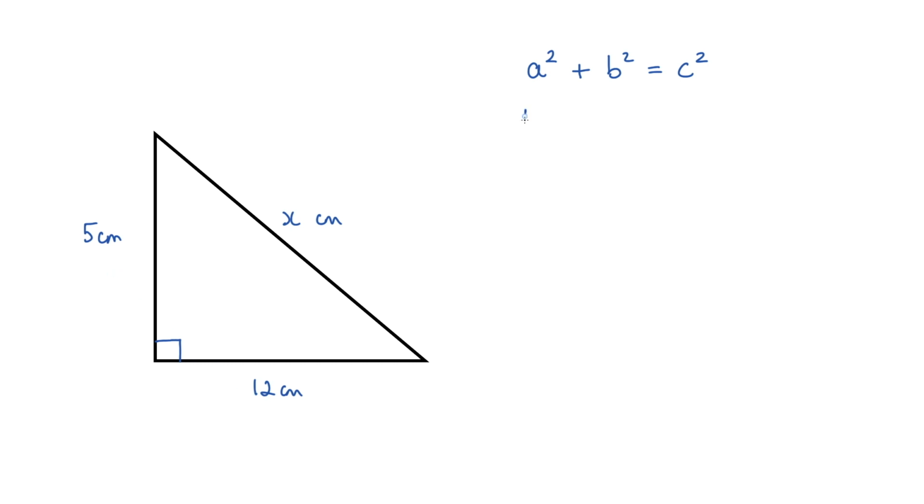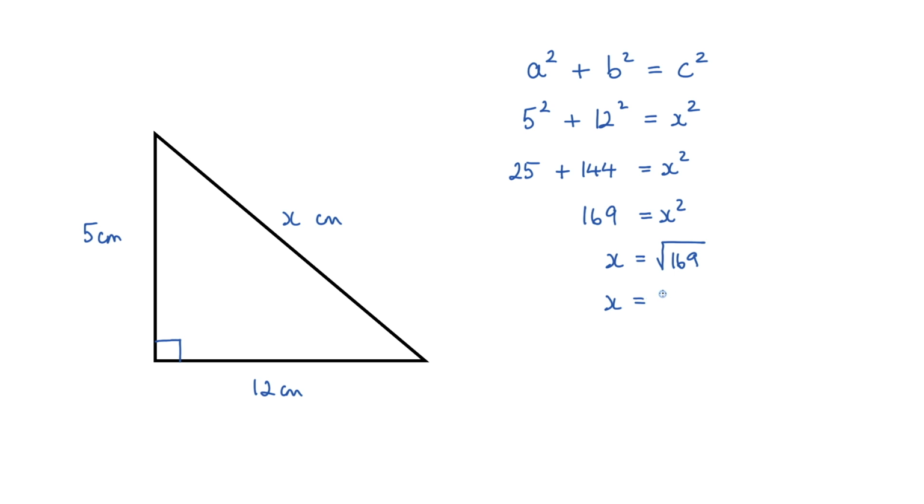So for example, we could have 5 squared plus 12 squared equals x squared. 5 squared is 25. 12 squared is 144. Equals x squared. And 25 and 144 is 169. So x would be equal to the square root of 169. Just taking the square root of both sides there. So x is equal to 13.